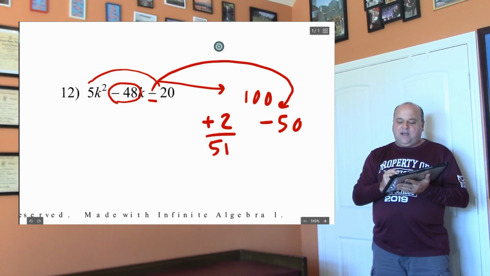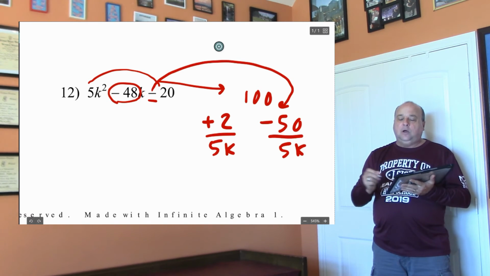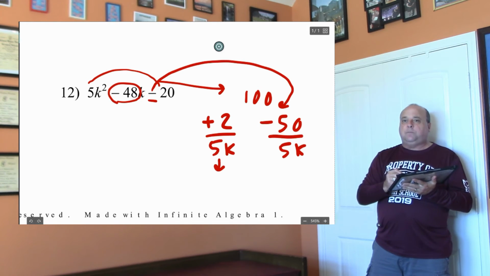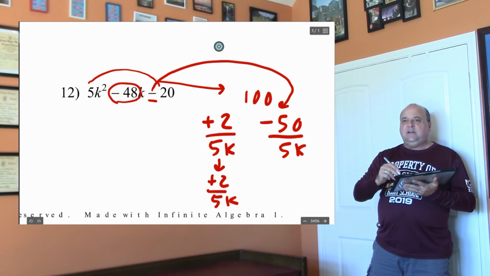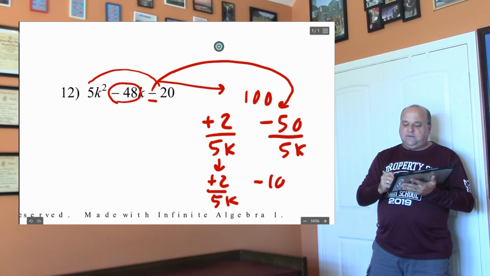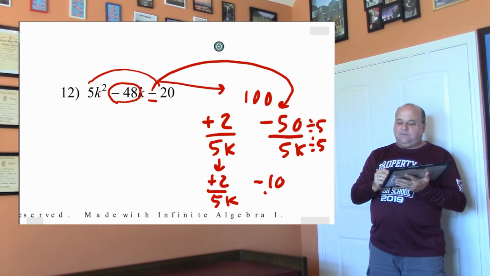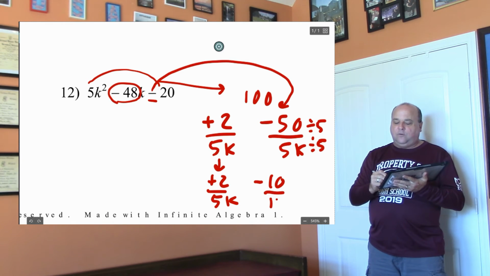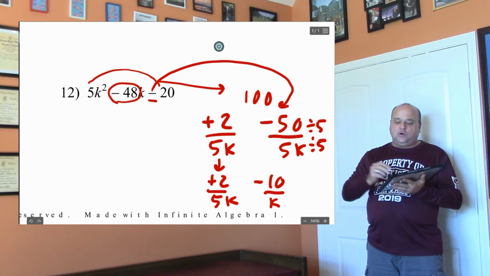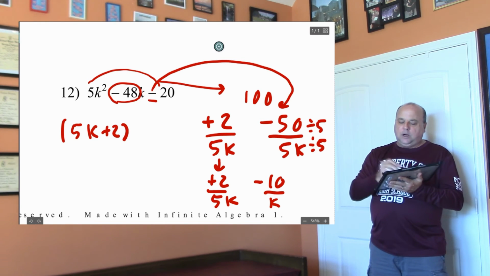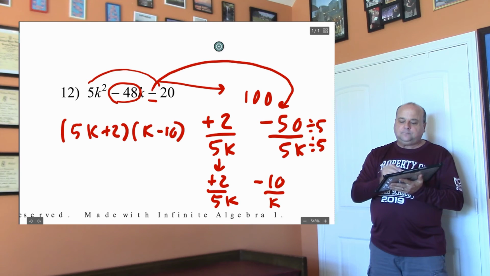Then I'm going to put 5k on the bottom because the opposite of multiply is divide. This one will not simplify, will it? So plus 2 over 5k. And then the negative 50 over 5k is a negative 10. You divide these by 5, don't you? If you punch negative 50 divided by 5 on the calculator, it's going to give you negative 10, or negative 10 over k. Now then, these are our parentheses. So we're going to put 5k plus 2, and we're going to put k minus 10.